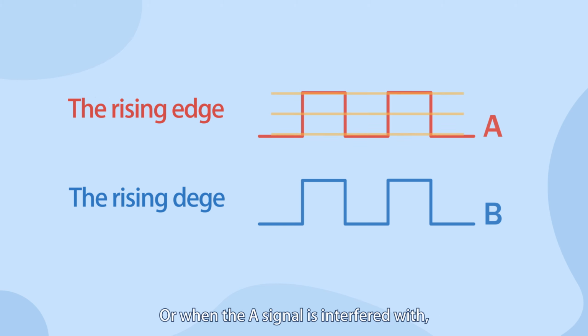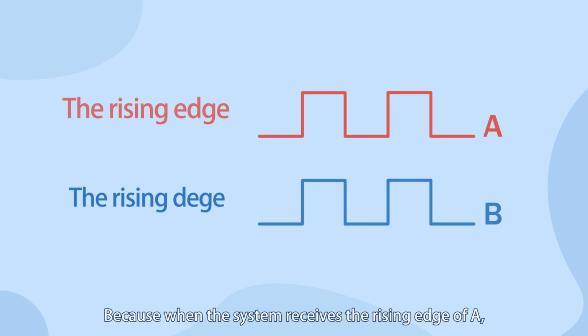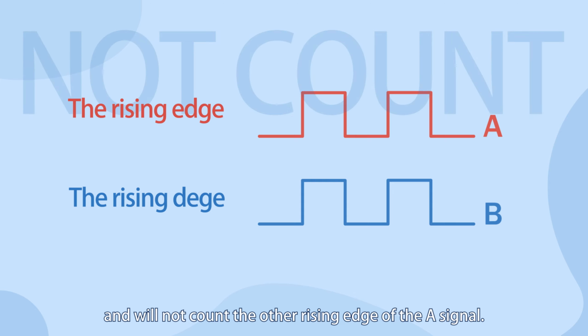Or when the signal is interfered with, and two rising edges are generated. The system will also eliminate this interference, because when the system receives the rising edge of A, it will check whether the rising edge of B arrives, and will not count the other rising edge of the signal.